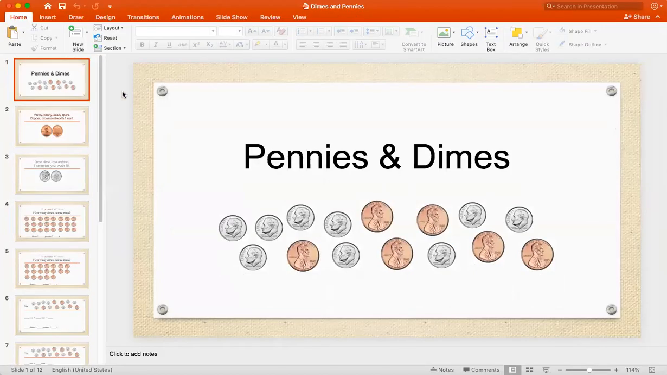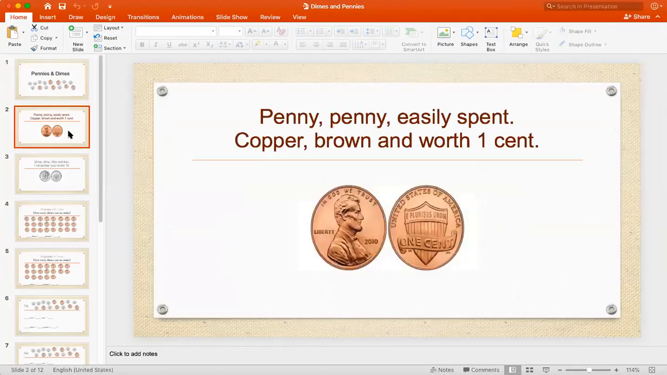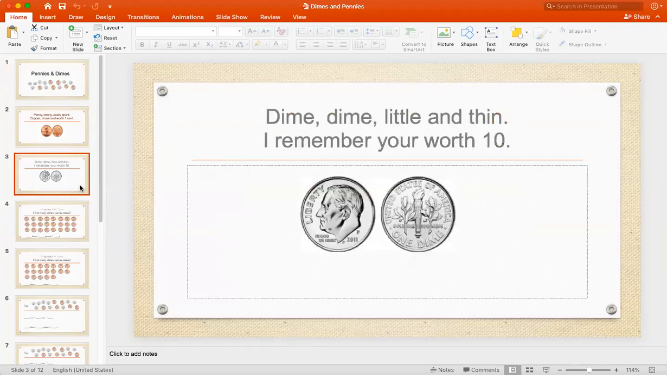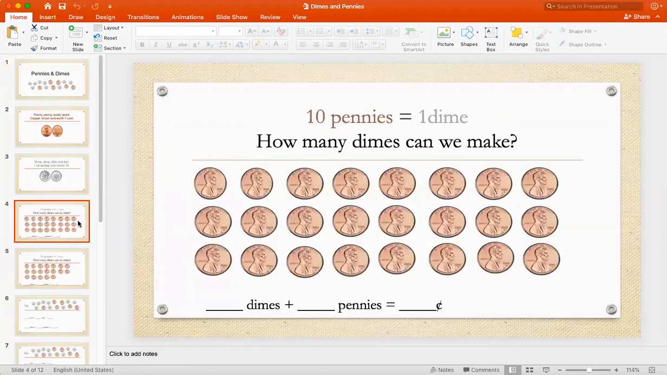Okay, and we are going to start with a rhyme that you have probably heard in the classroom. It's pennies, pennies, easily spent, copper brown and worth 1 cent. So we know that pennies are worth 1 cent. Okay. Dime, dime, little and thin. I remember you're worth 10. So pennies are worth 1 and dimes are worth 10.